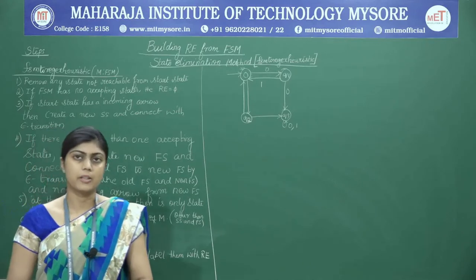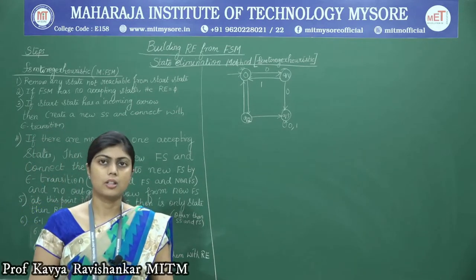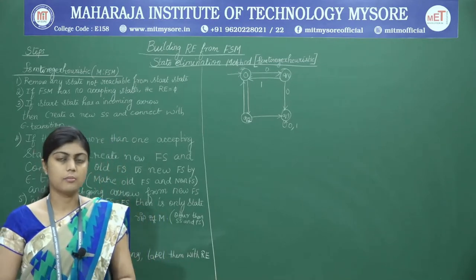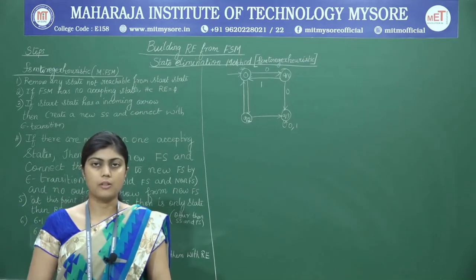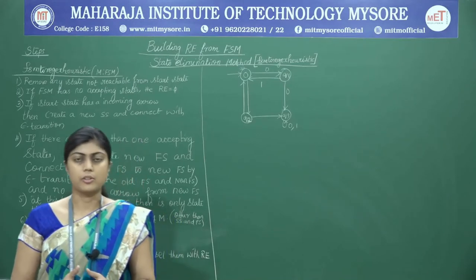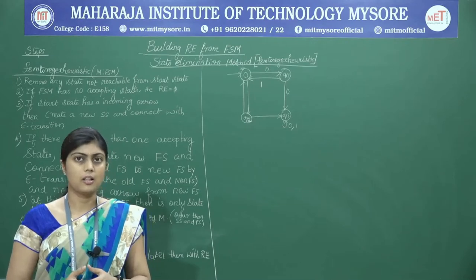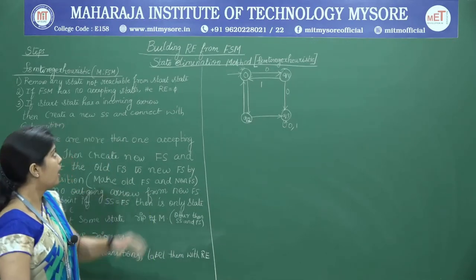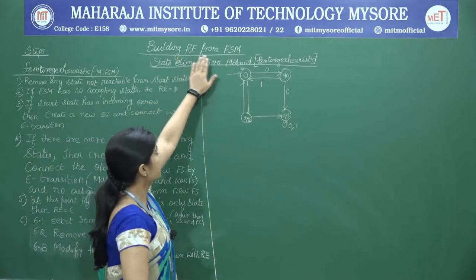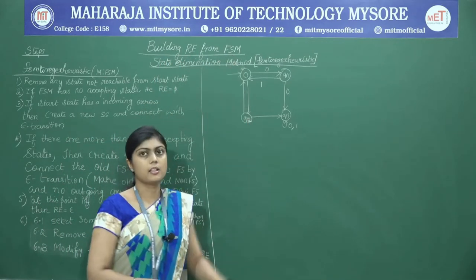Hello everyone. In the previous class we have learnt how to convert regular expressions into an automata. That means we built an epsilon NFA with the help of the regular expressions given. So this was a kind of translation that we did. In today's class we are going to learn how to build a regular expression from the given finite state machine.